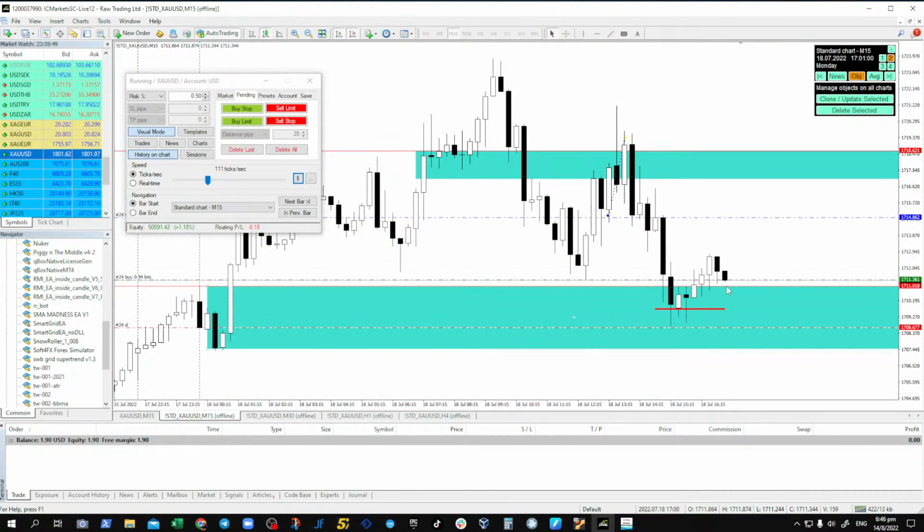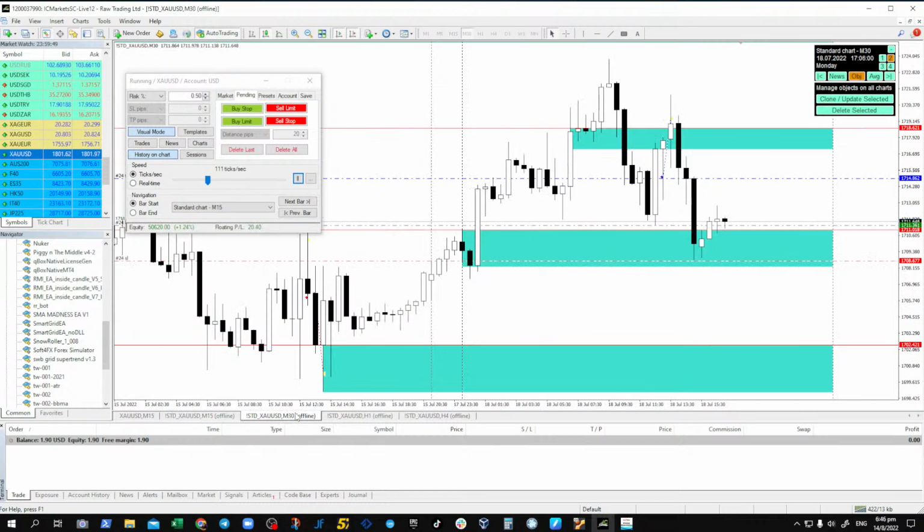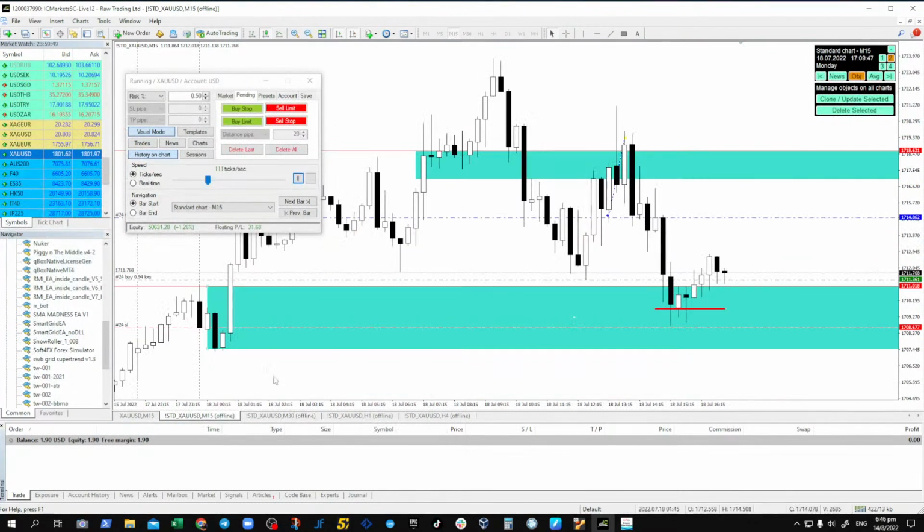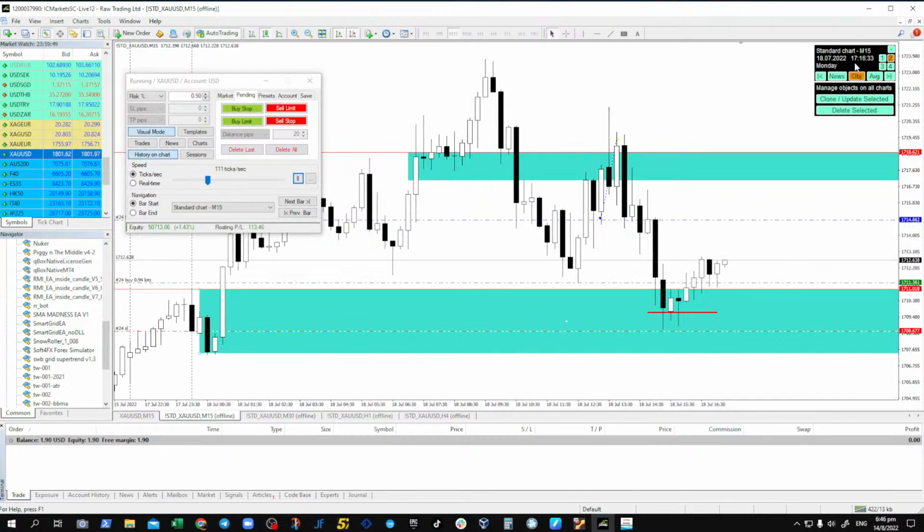Okay, go up. Oh no, still making a higher high. If you look at M30, okay, it's still all right. Go back to M15. So now it is 10:15. Price looks like it starts to range.